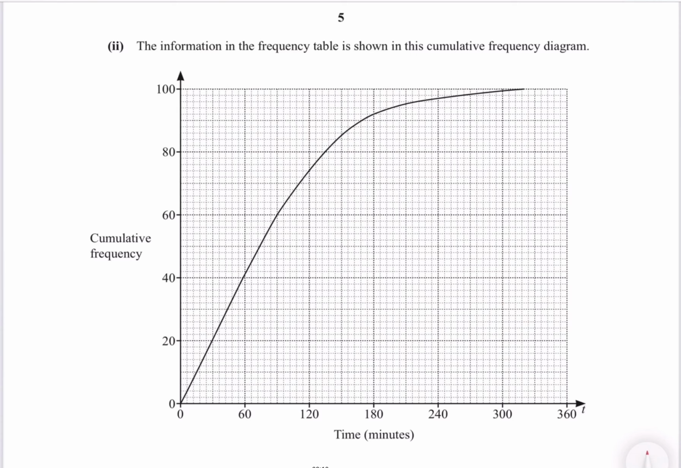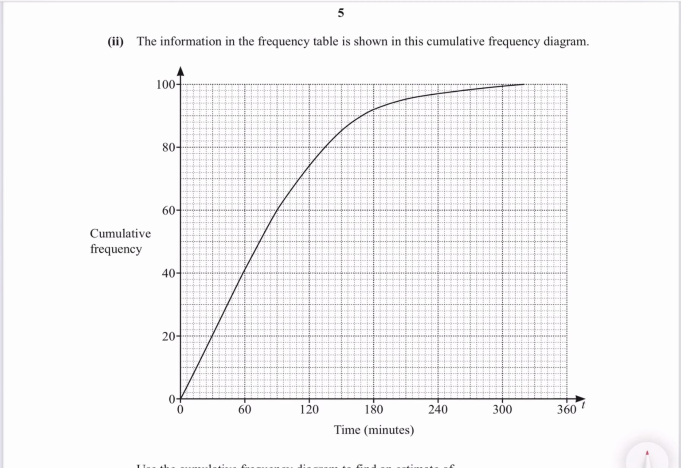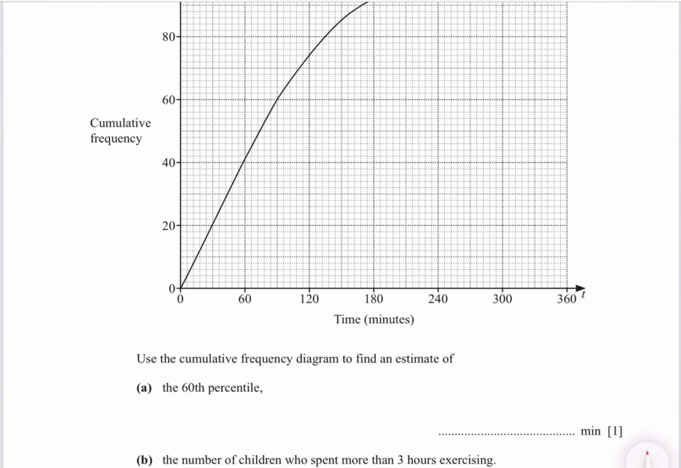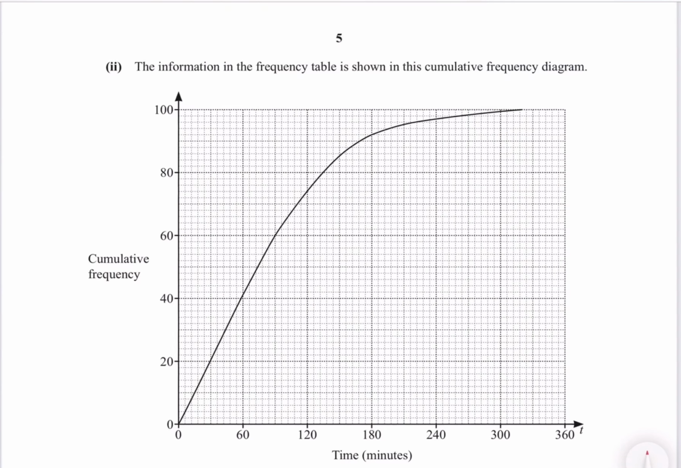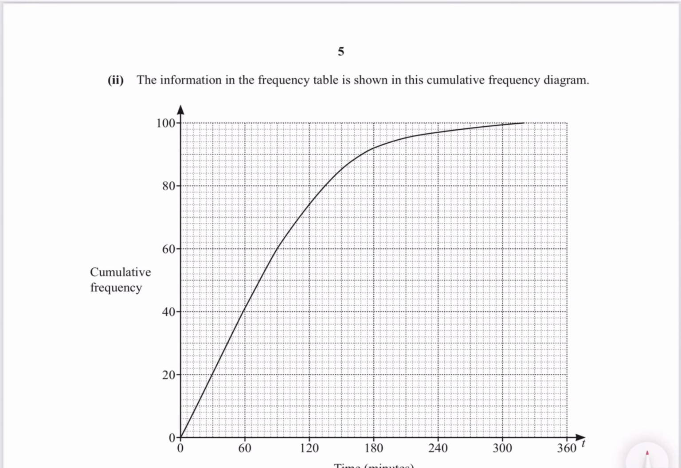Okay, the information in the frequency table is shown in this cumulative frequency diagram. Time on the horizontal axis and cumulative frequencies on the y-axis. Use the cumulative frequency diagram to find an estimate of the 60th percentile. So 60th percentile means 60 over 100 times total cumulative frequency, which is also 100. So your value is 60. Go to the graph and find the corresponding value of 60 on the axis.